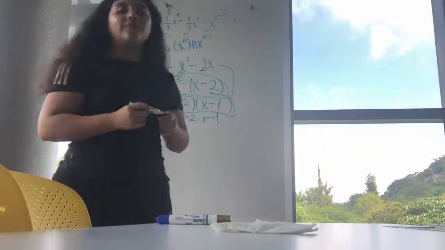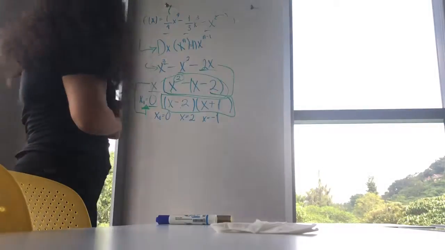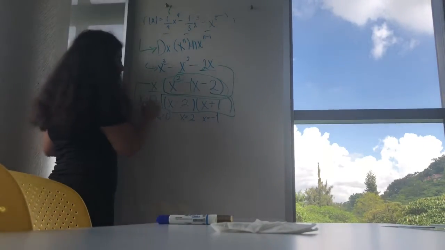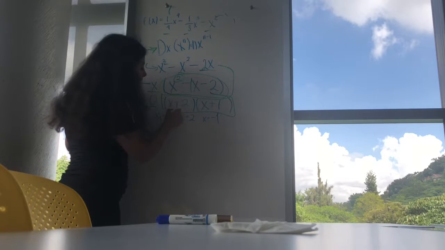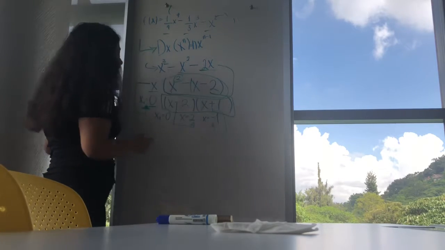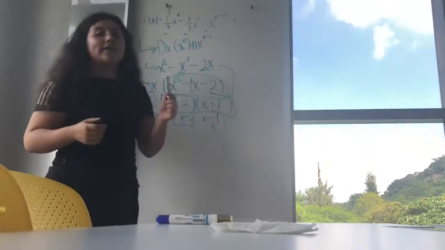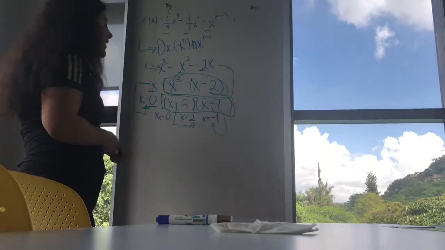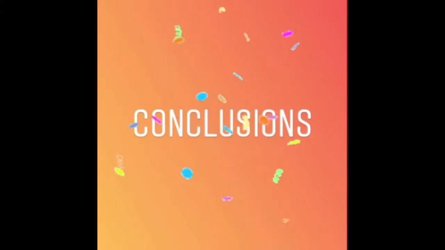And then to finish or to conclude with this, we need to just set this into positive and this into negative. So we have that x1 is 0, x2 is 2, and x3 is minus 1.